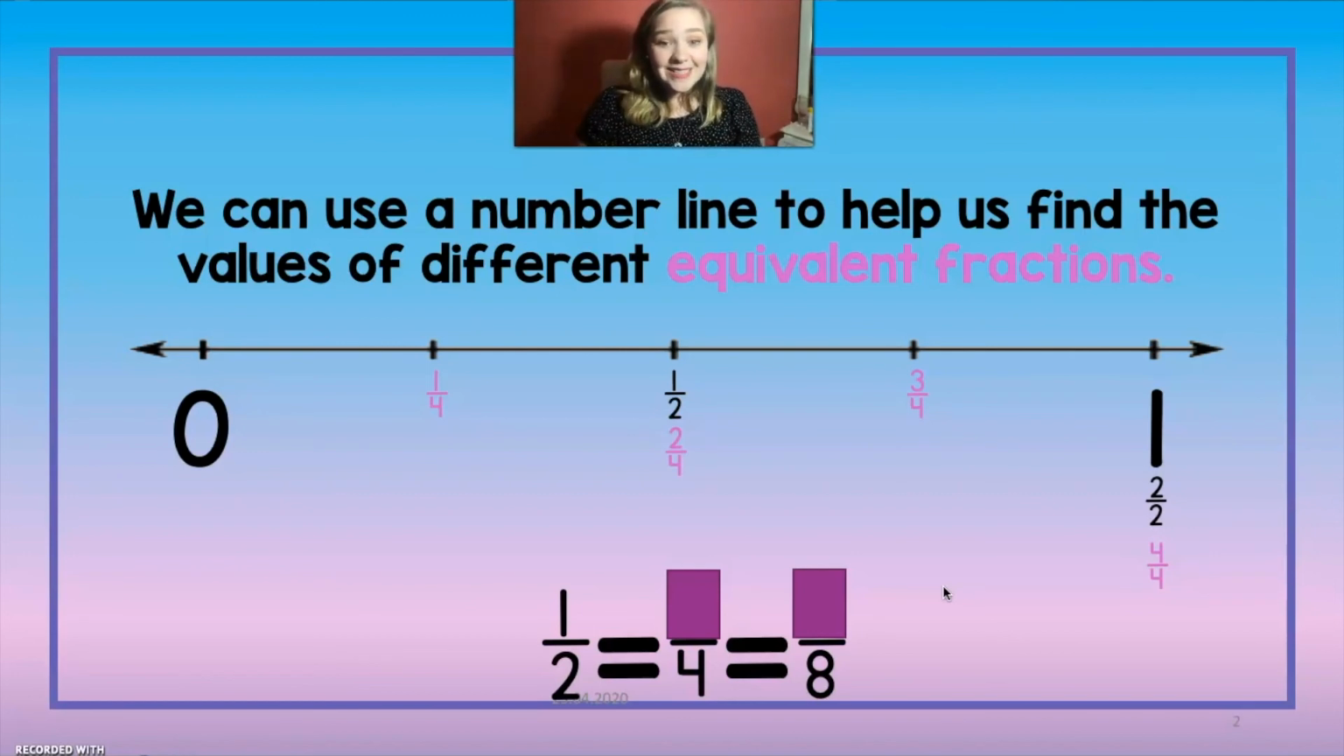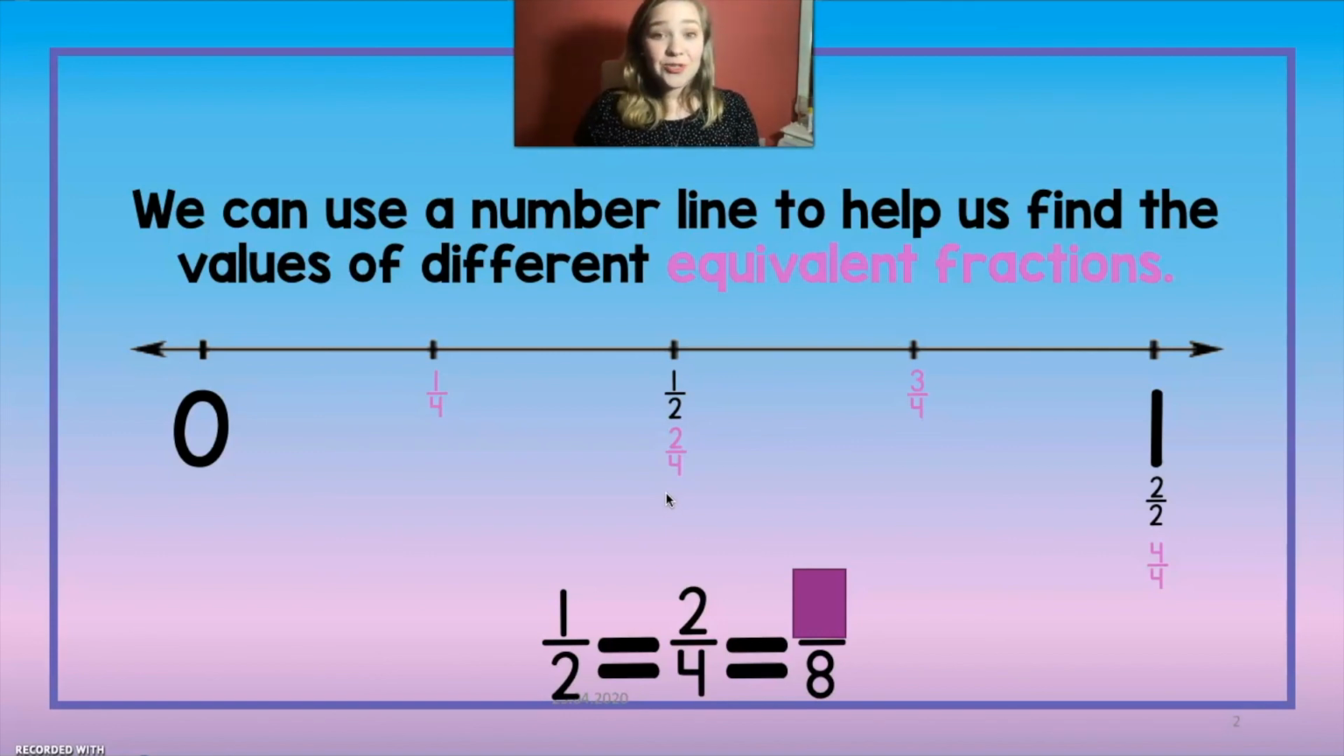I already see two fractions that are at the same point on this number line. Here in the middle, we have 1/2 and 2/4 at the same point on this number line, which means that both fractions have to be equivalent. They are equal in value. So 1/2 is equal to 2/4.